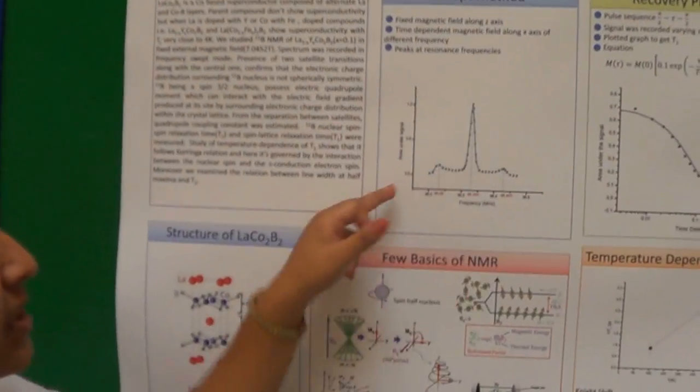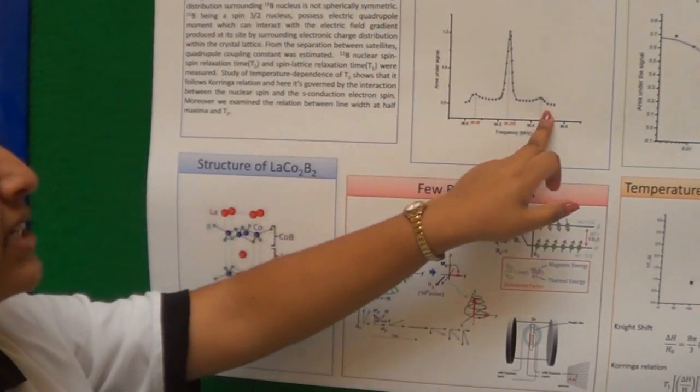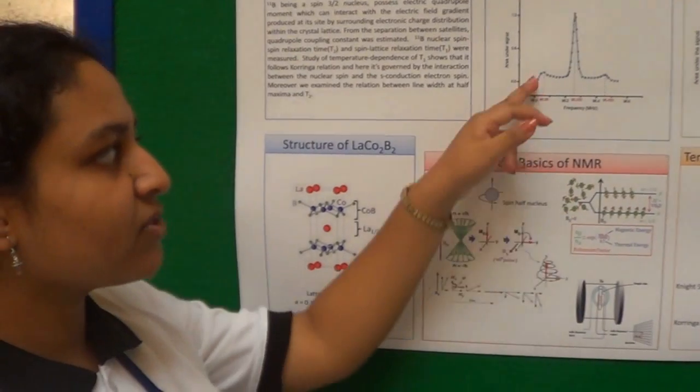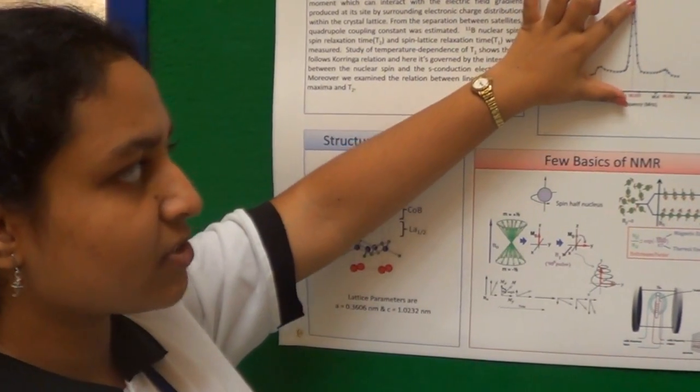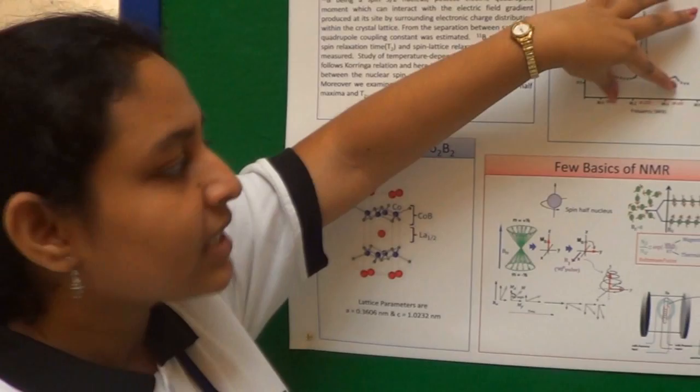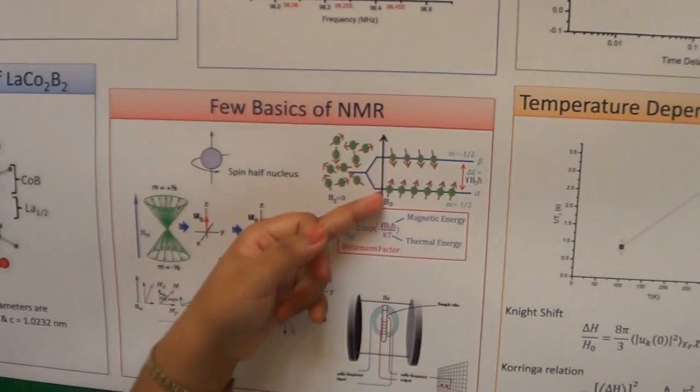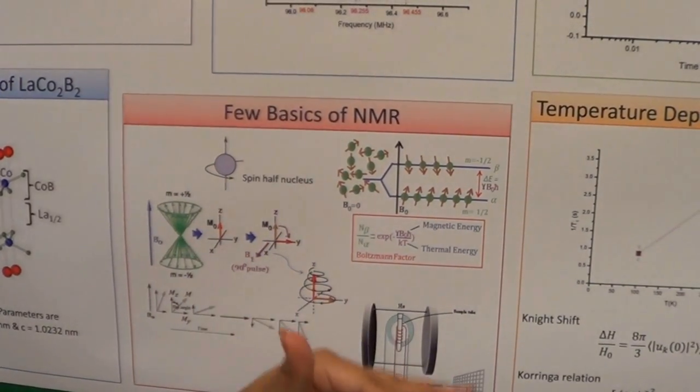Already here we create a spectrum of this. For this we applied a 30-minute period of different frequency, and this corresponds to the resonance frequency, and these two are satellites. These peaks are caused by the interchange of energy between this nucleus and conduction electrons.